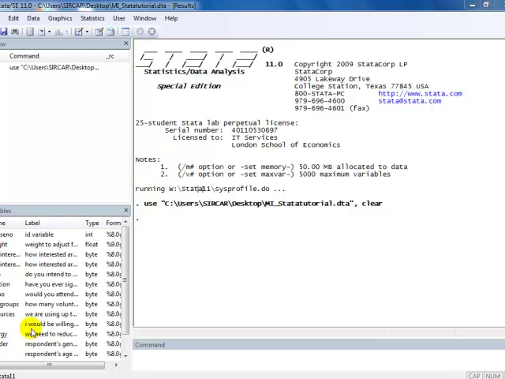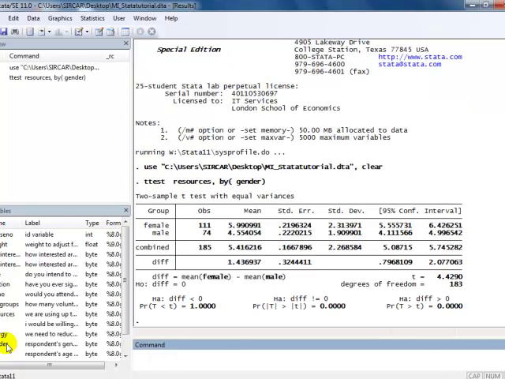And to do that in STATA is actually quite simple. We put in ttest and then the name of our continuous dependent variable, which is resources, and then we press comma, and then we put in the option by, and then our grouping variable, which is gender, and then close parentheses and press enter, and then we see a lot of output. So now what we're going to tell you is what some of that output means.